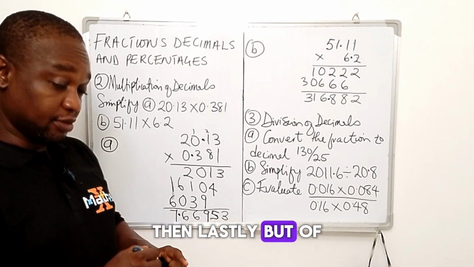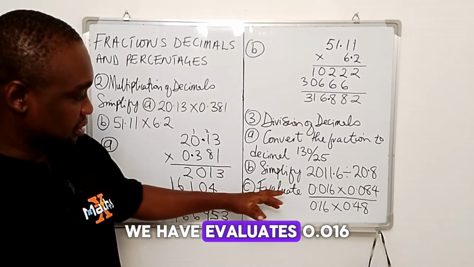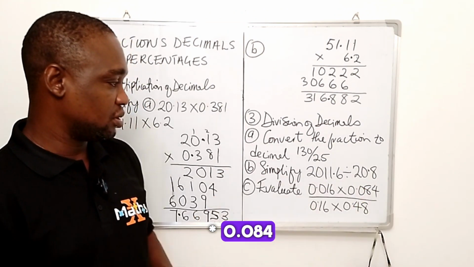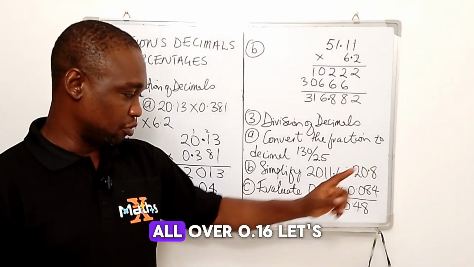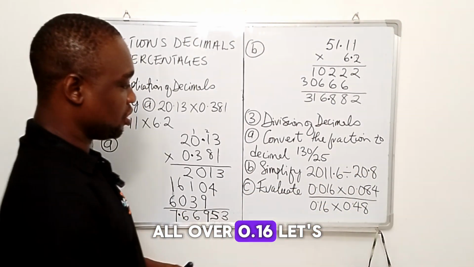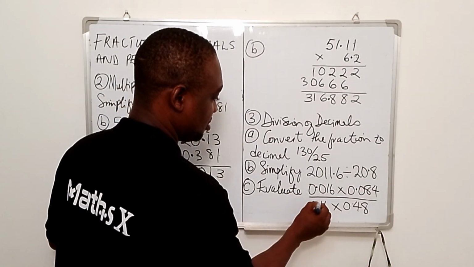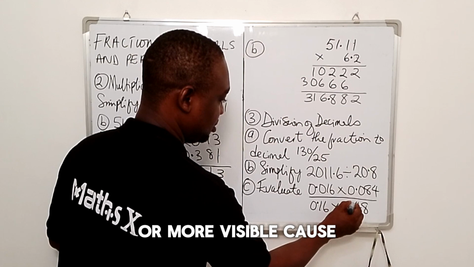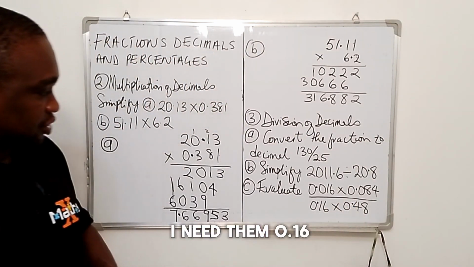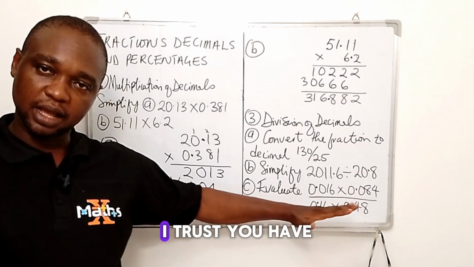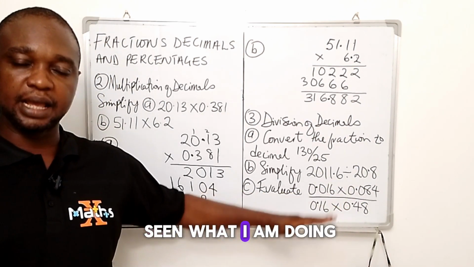Then lastly, but of course not the least, we have evaluate 0.016 times 0.084 all over 0.16. Let's make the decimal points clearer or more visible because I need them. 0.16 times 0.48. I trust you have seen what I am doing.